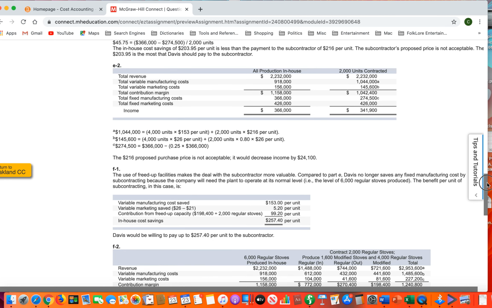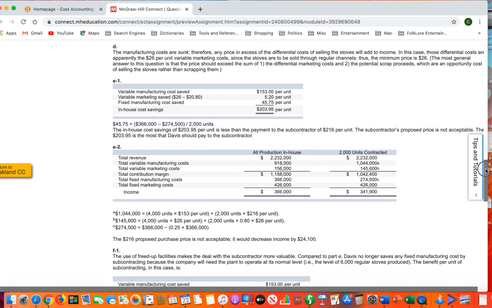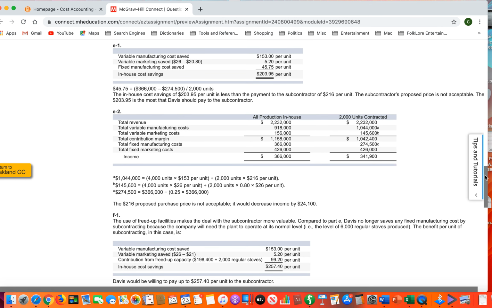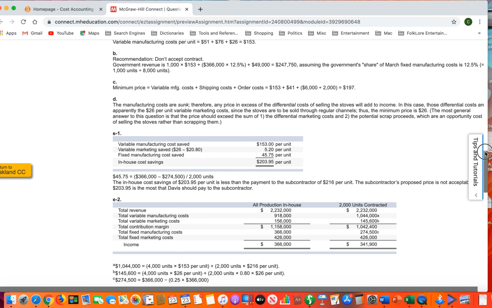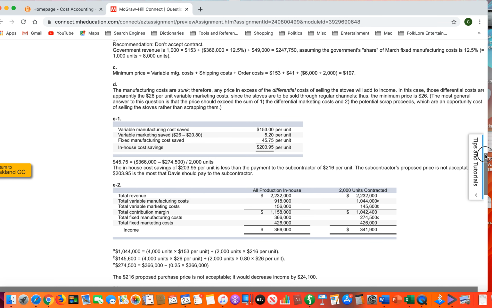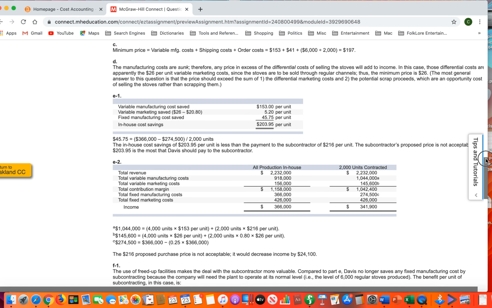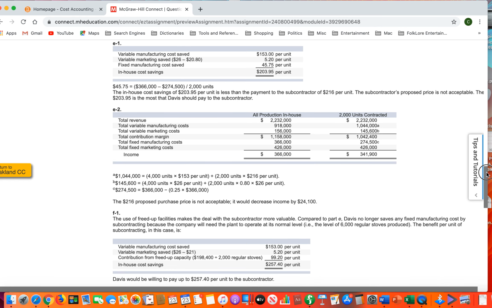Now let's go to E1 right there. In fact, let me go up here so you can see. We did C already. I'm sorry, we did D and C. D is the $26 for the variable cost of marketing. E1.